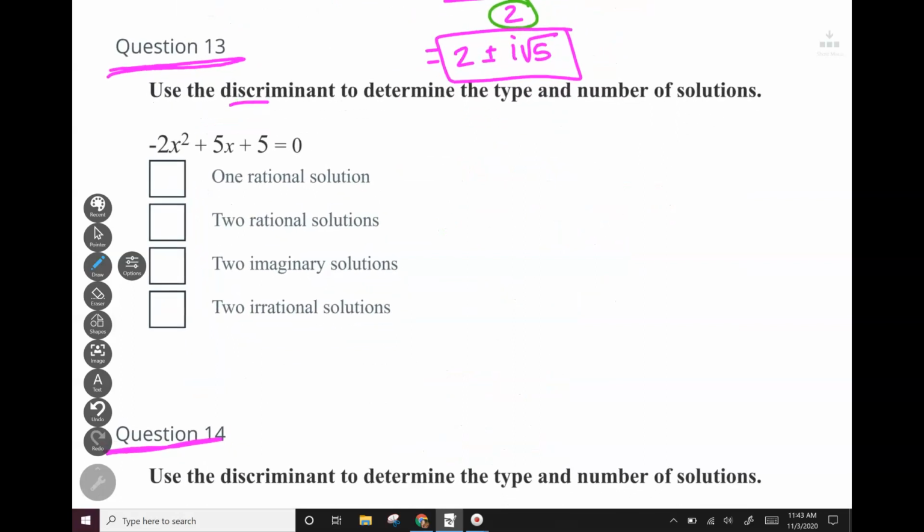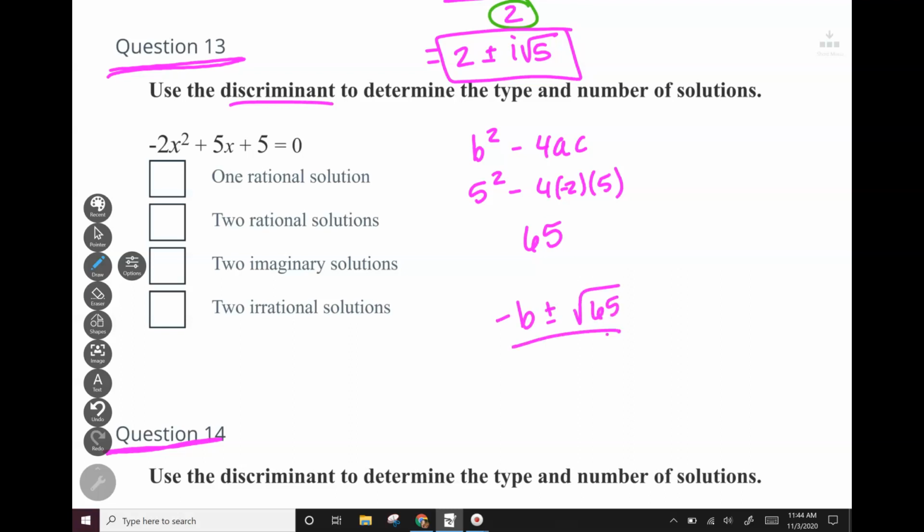Okay, here just using the discriminant, these types of questions should also be very quick on the test. Okay, so this is just your b squared minus 4ac. So on this one, 5 squared minus 4 times negative 2 times 5. Okay, and you can do that in your calculator. I get 65. Okay, now just picture that in the quadratic formula. The 65 is underneath the square root.